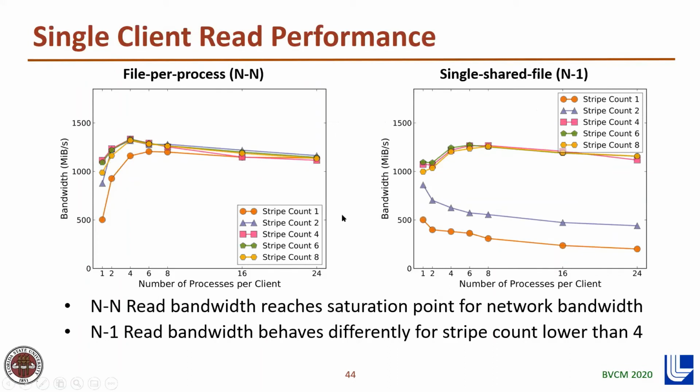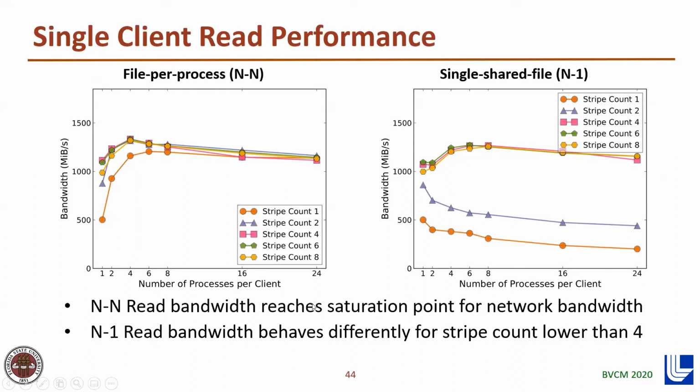Firstly, we started with a very microscopic analysis of the I/O performance. For that, we started with a single client read performance test. In these pictures, the left picture shows the file-per-process read performance, and the right picture shows the single-shared-file read performance. In the x-axis, we have an increasing number of processes per client. In this case, we have only 1 client for these pictures. And in the y-axis, we have the bandwidth. And it is the same for the right picture as well.